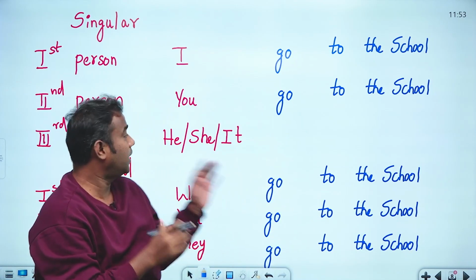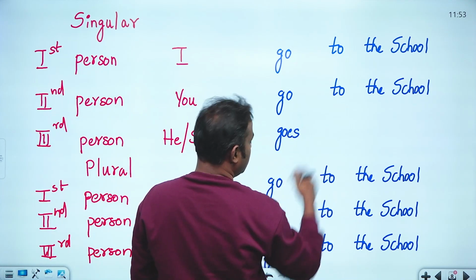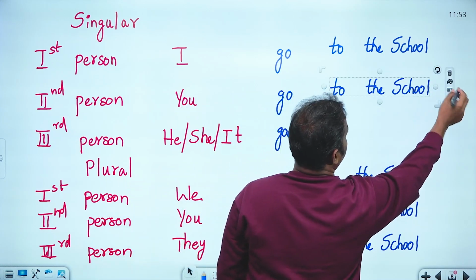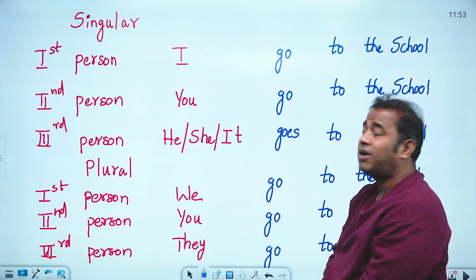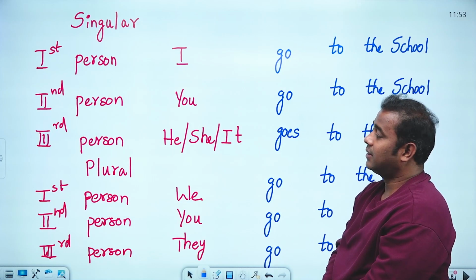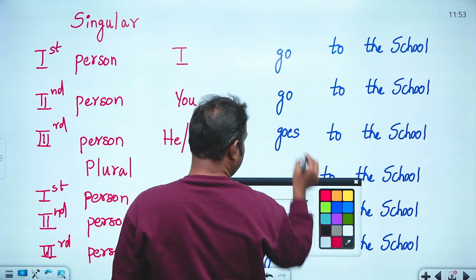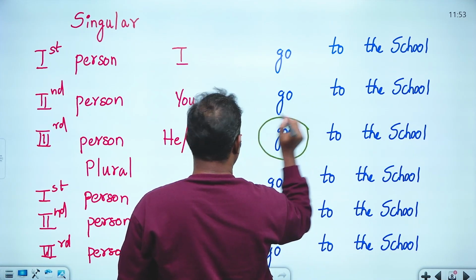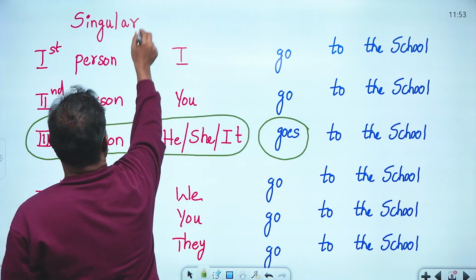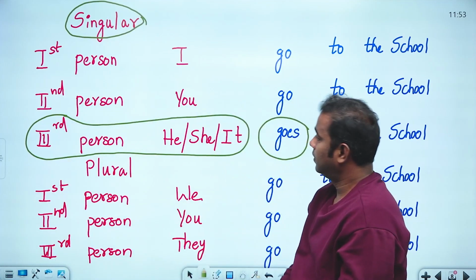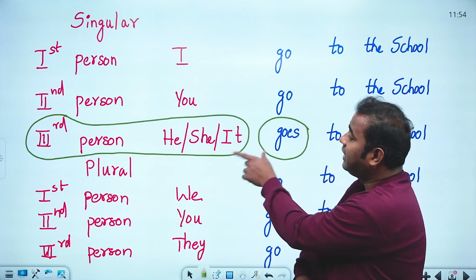The only difference you can observe here is he, she, it. He goes to the school. She goes to the school, like this. So you have to remember, whenever there is a third person singular, then you have to mind the verb. That's the only difference you can have a look at here: third person, singular.